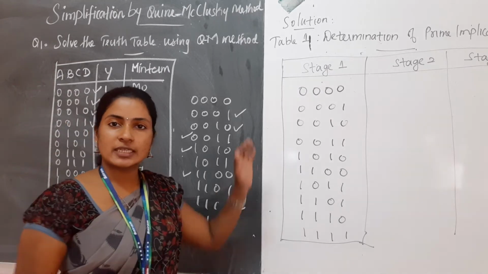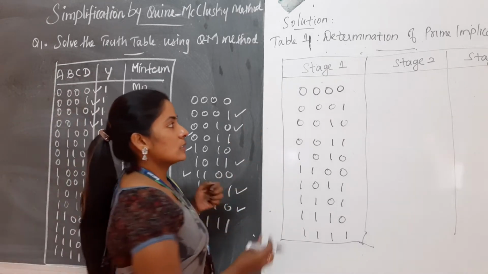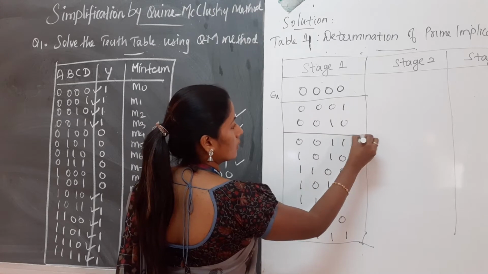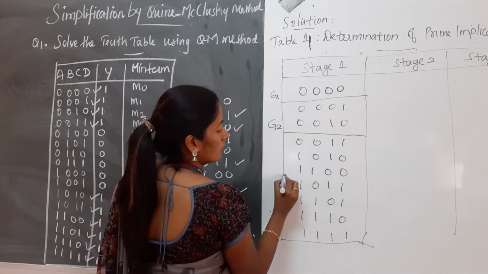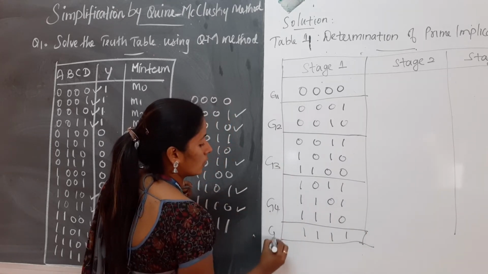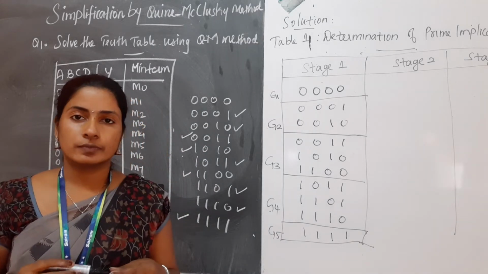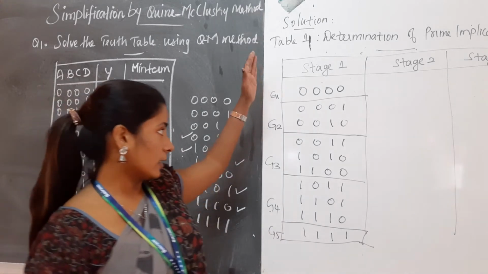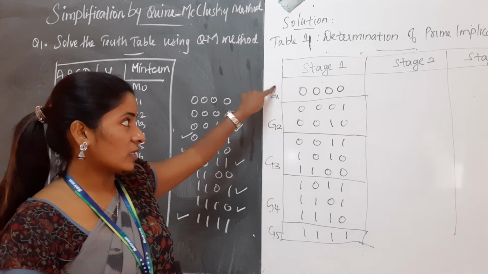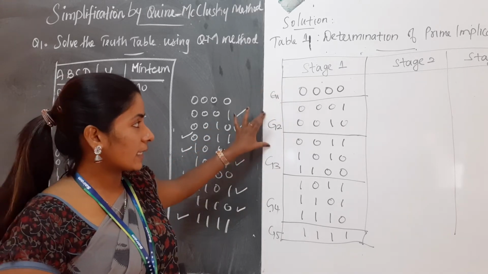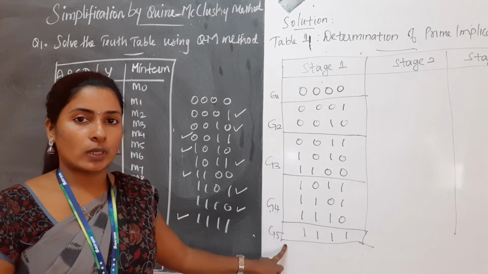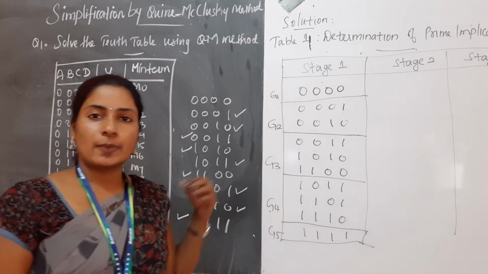Now I have to divide my stage 1 data into groups. So this is group 1, group 2, group 3, group 4, group 5. Can you identify in which manner I divided this into groups? See, in the first group there is no 1. In the second group there is a single 1, then 2 ones, 3 ones, 4 ones. So this is my stage 1.